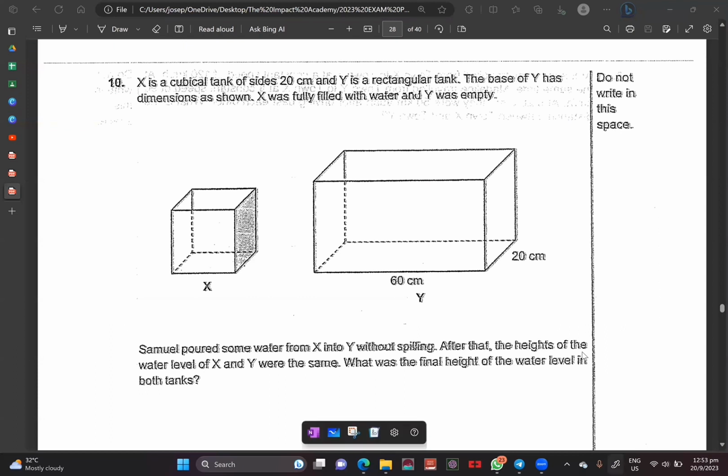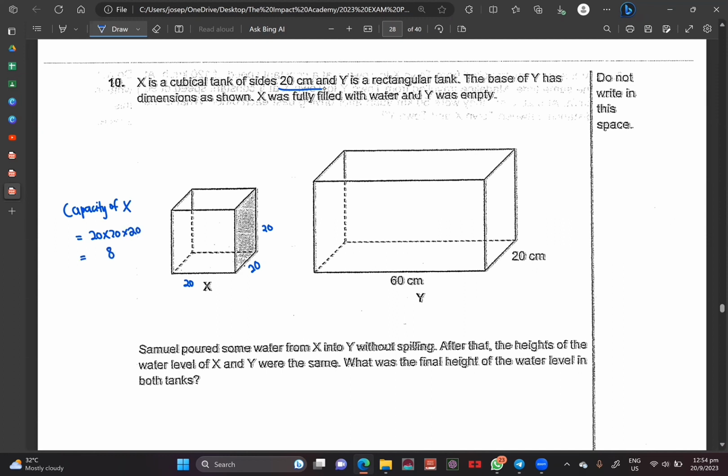Everyone, today we are looking at another question about volume, and this is from Maris Stella. Now, as you can see over here, it says that X is a cubical tank of size 20 cm. So because of that, you want to quickly note down all of these things. First thing first, of course, you can say that the capacity of X is actually equal to 20 times 20 times 20, and that gives me 8,000 centimeter cube. Then the next thing you want to write down is the base area of X. The base area of X will then be 400 centimeter square.